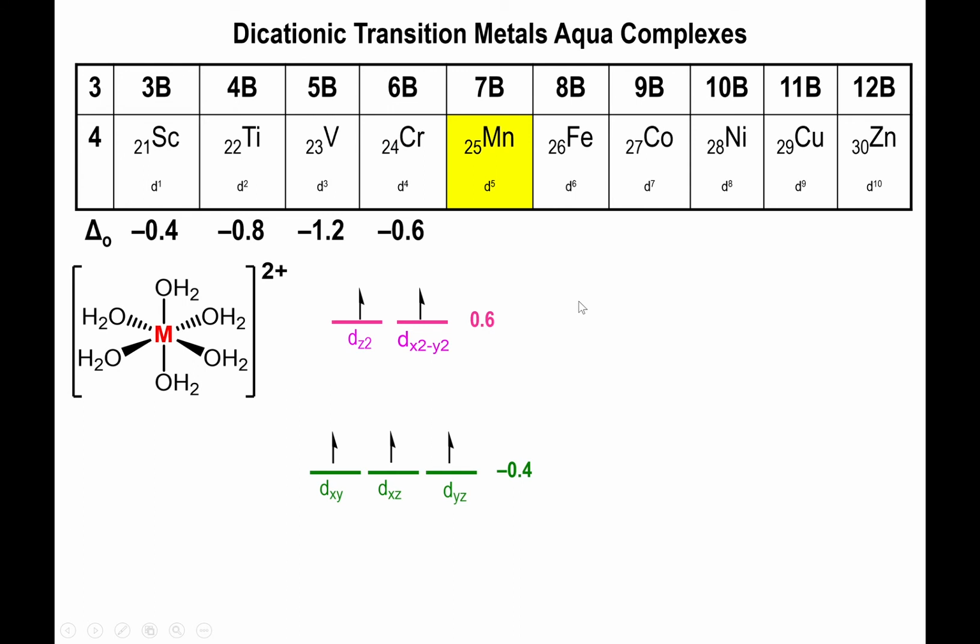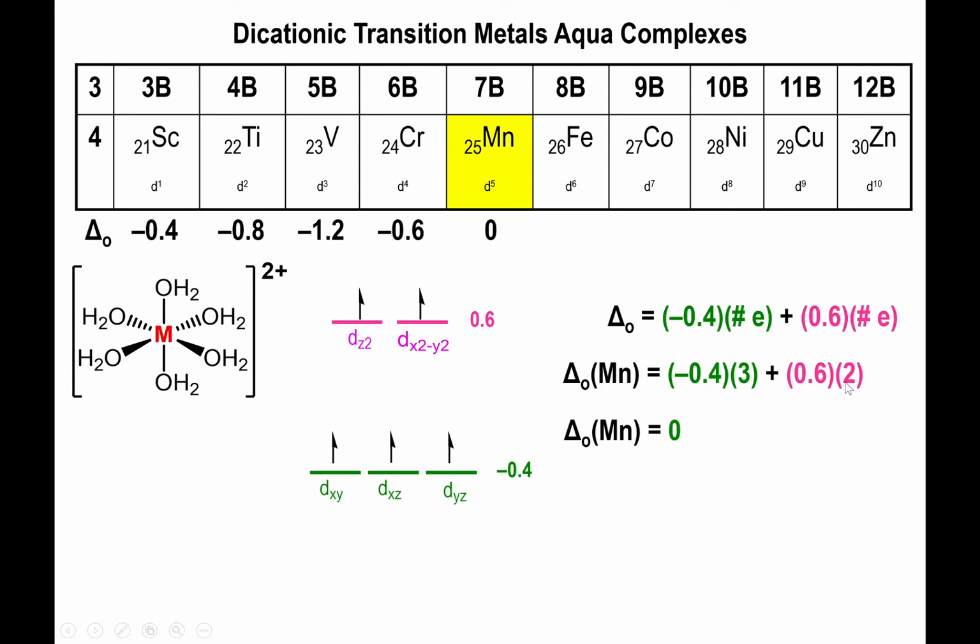And moving on to manganese, which has 5 electrons, we will place the 5th electron on the next empty box. So now we have a total of 2 electrons on the 0.6 energy level, 3 on the negative 0.4. If you do the math, you're going to find out the stabilization energy ends up being equal to 0. So there is no stabilization by making the octahedral complex from the naked ion. You could make it, but you don't get any energy out of it.